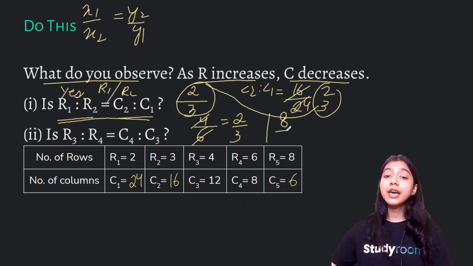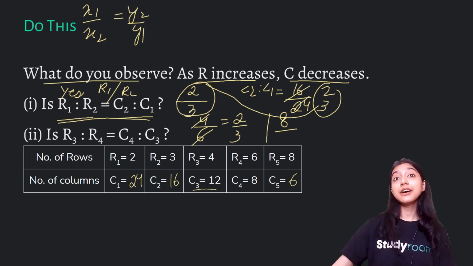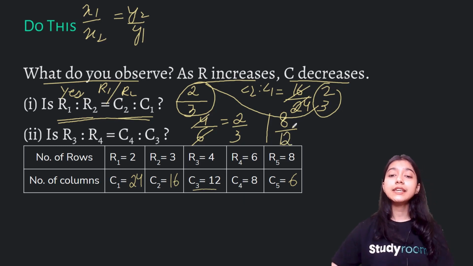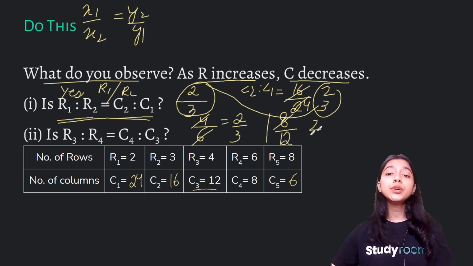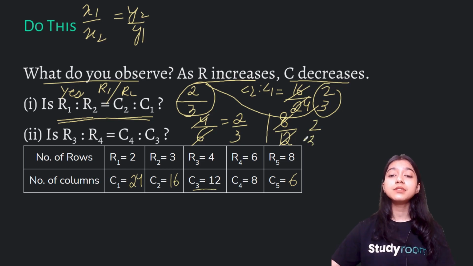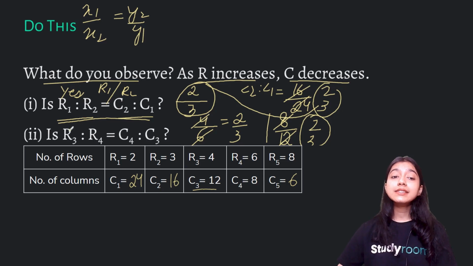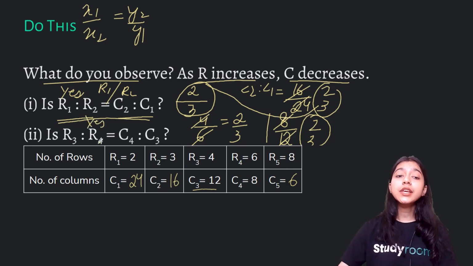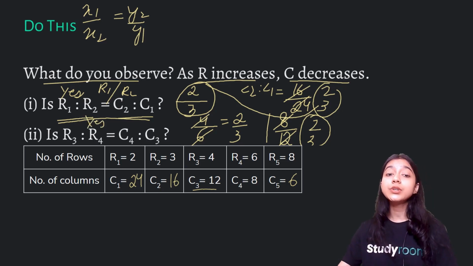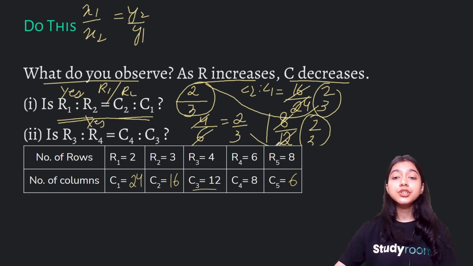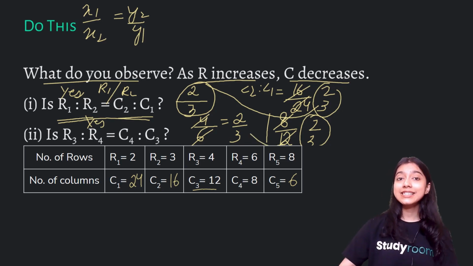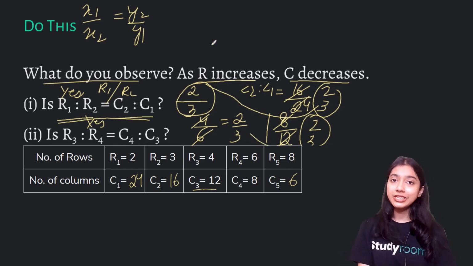In case of C4 we have 8 and in case of C3 we have 12. So we have 8 divided by 12. Now 4 2 times gives us 8 and 4 3 times gives us 12. So we are again having 2 by 3. So we can say that yes, R3 is to R4 is equal to C3 is to C4. This ratio is equal in this case as well. So the answer will be yes over here too.